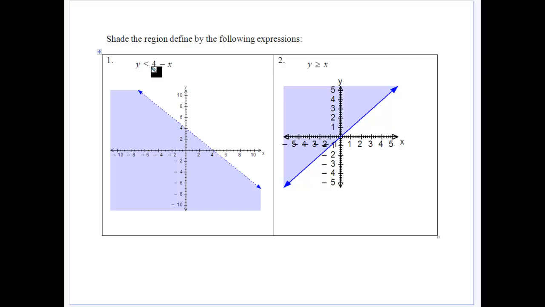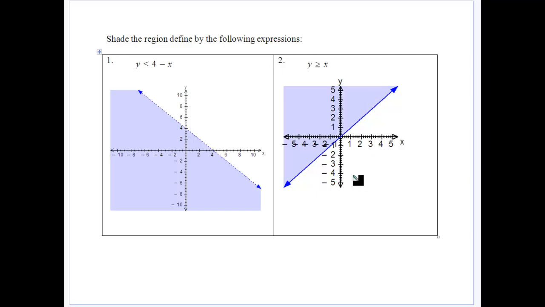So 0 is less than 4 minus 0. That's true. So 0, 0 is in the region we shade. Y greater than x. Now this is one where it would go through the axis, the origin there. So that's the line y is equal to x.